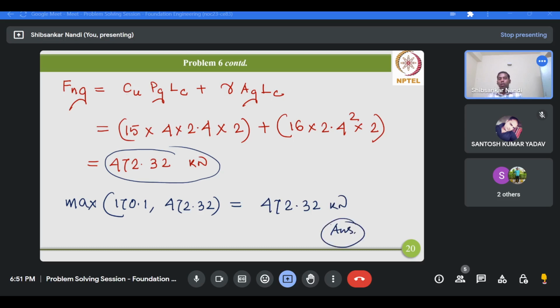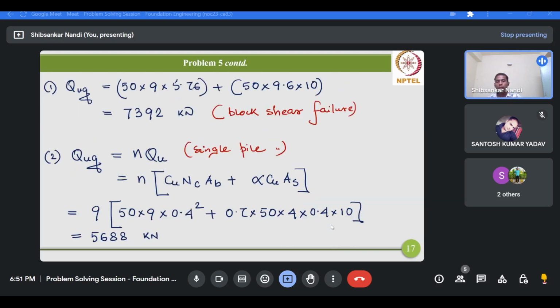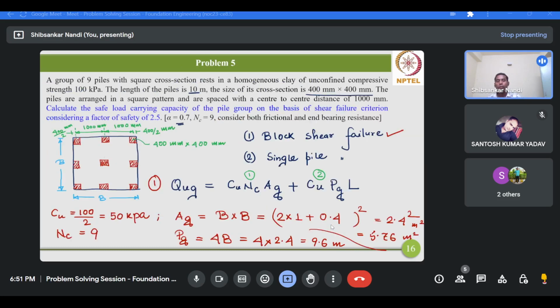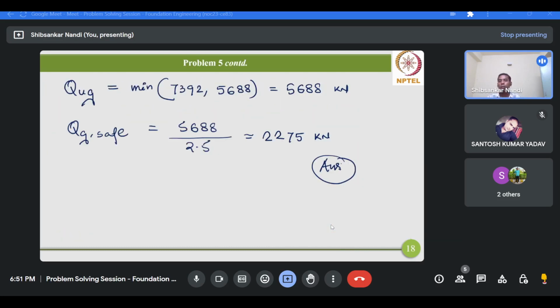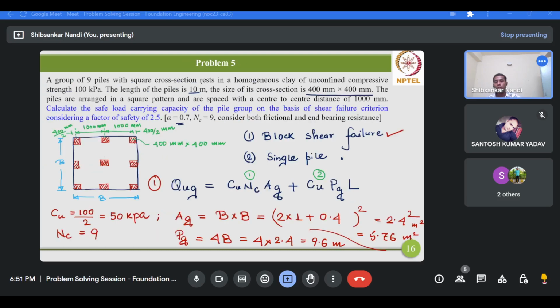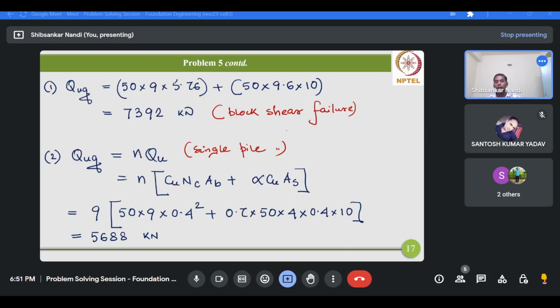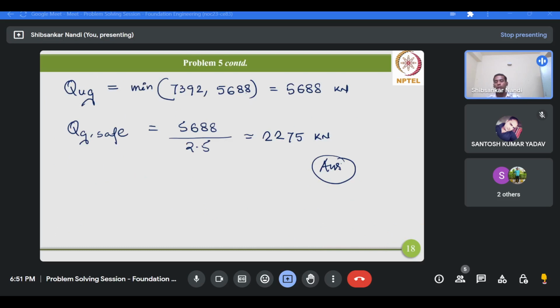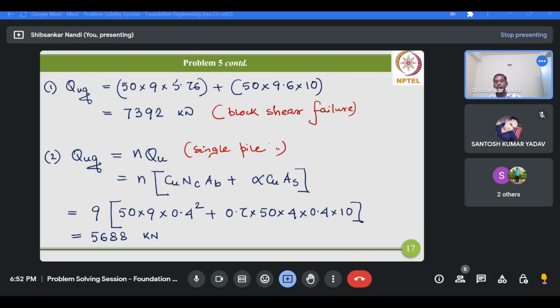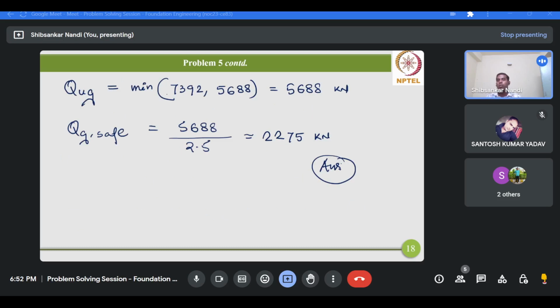So this is opposite to the previous problem. In the previous problem, when we determined the load carrying capacity of a pile group, we considered the minimum of these two values, 7392 and 5688. So 7392 we have got from considering block shear failure, and 5688 we have got considering single pile failure. So to be on the conservative side, we have considered the minimum of these two values, which is 5688 kilonewton.